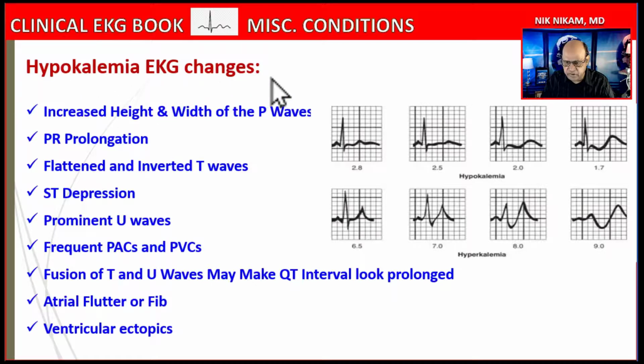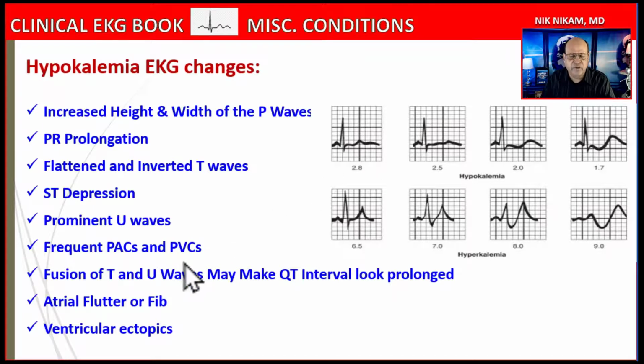Hypokalemia EKG changes. We saw these EKG changes based upon a level from 1.7 all the way to 2.8. As you can see, we can see an increased height and width of the P waves. We don't see it here, but that's something you need to keep in mind. We can see a PR prolongation in patients with hypokalemia. Just watch for those. The T waves can be flattened, as we can see the T wave flattening here, and the ST depression. So sometimes we can see ST depression as we see in these leads. And prominent U waves is a common feature of hypokalemia.